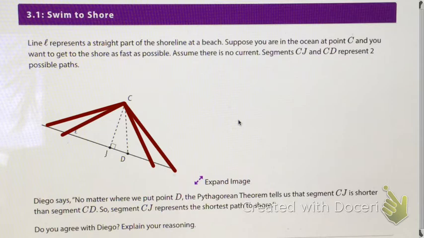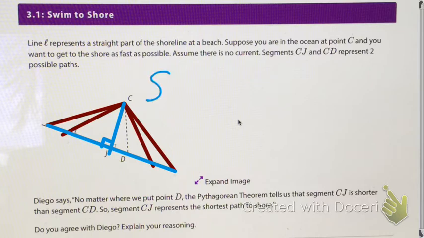Diego's investigating this a little bit, and we're just going to take his word for it that when you hit that line at a right angle and make a perpendicular line, that is the shortest distance. So that's what he's really saying, that these two lines are perpendicular. That's our first idea: perpendicularity. No matter where we put that point, the shortest distance from a point to a line is perpendicular.